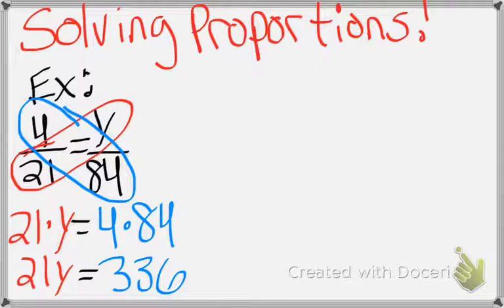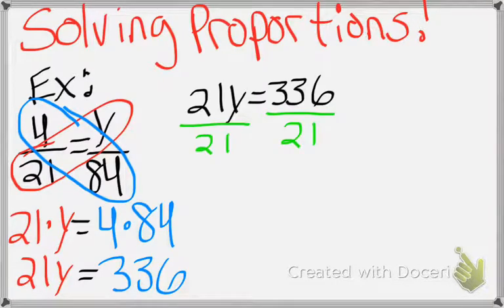And how do you move all coefficients to the other side? Because we got to get rid of 21. We got to get y by itself. You're going to divide. Remember, when you divide both sides by 21, they're going to cancel on the left side, and you're going to be left with y equals, and do that division, you'll have your answer.